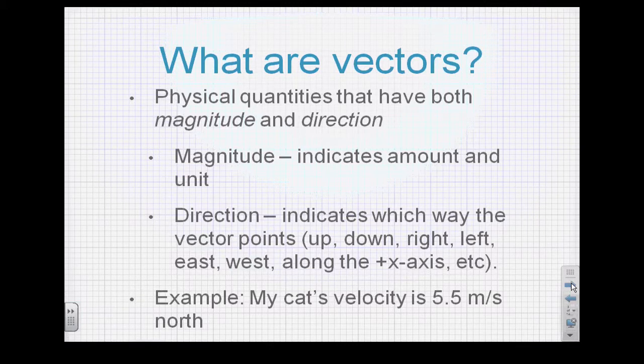That's all it means. Direction is the other part of what a vector has, and this direction will indicate which way the vector is pointing. So up, down, east, or west, depending on the coordinate system that you choose. You could say it's along the positive x-axis, the positive y-axis, for example, and that would be your direction. So in this previous example, my car has a velocity of 10 meters per second east. The magnitude again would be 10 meters per second. The direction would be east. And I have another example here. My cat's velocity is 5.5 meters per second north. Again, the magnitude is going to be 5.5 meters per second, and the direction would be north.